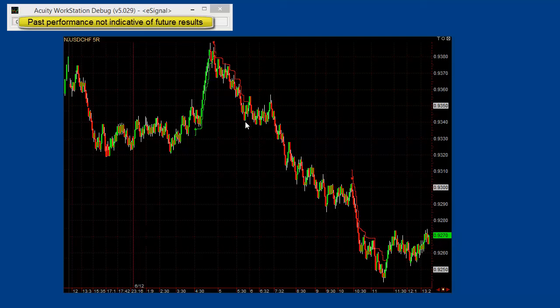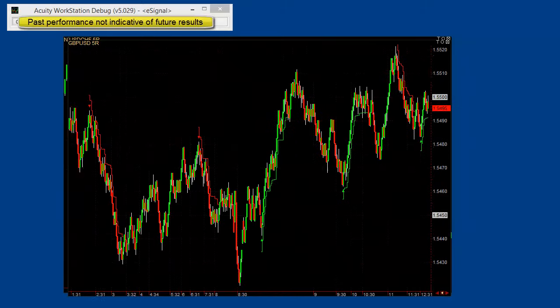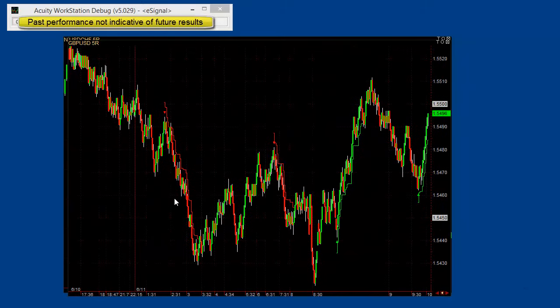I'll finish the blog with showing the pound, and we can go back to the previous day. This is Thursday. You can see it made a nice little trade here, small win, nice win.